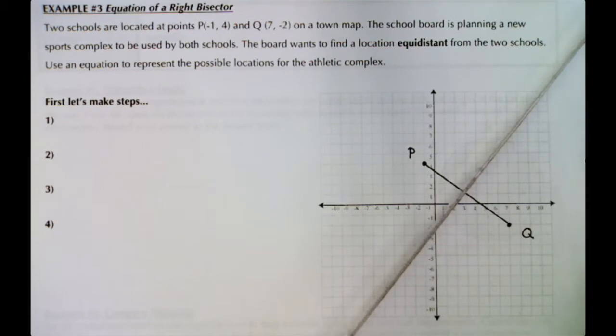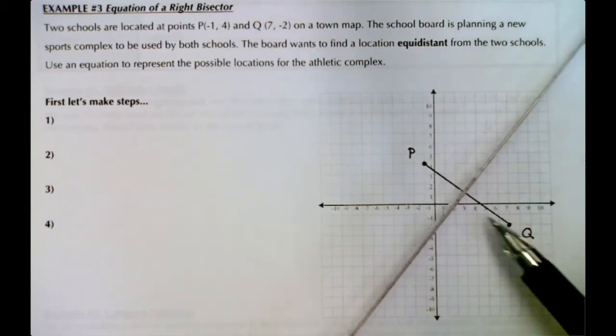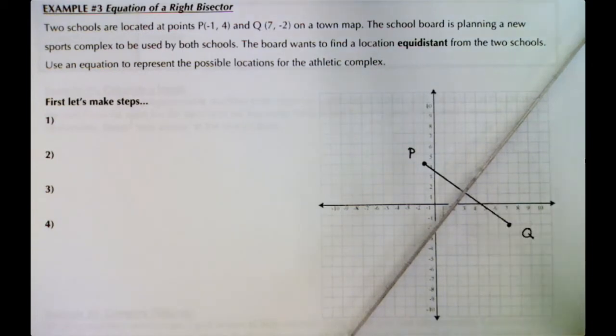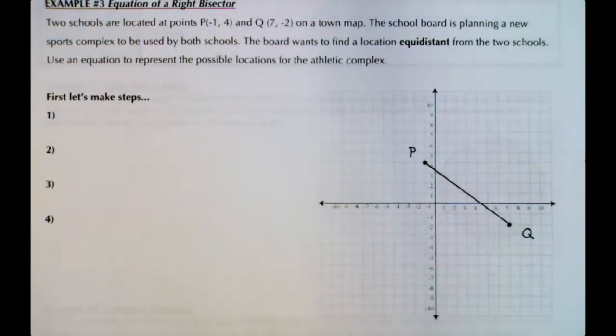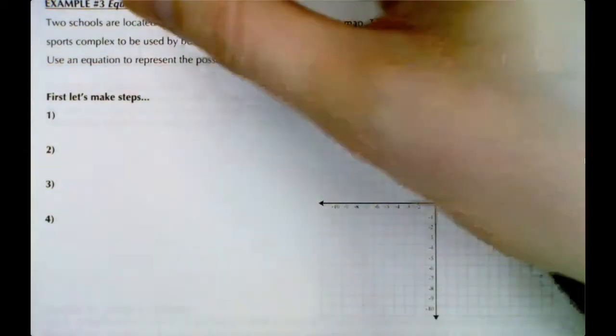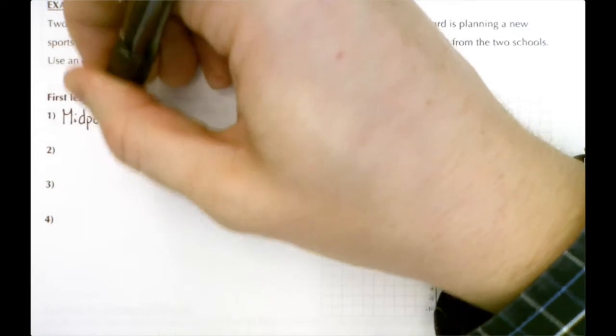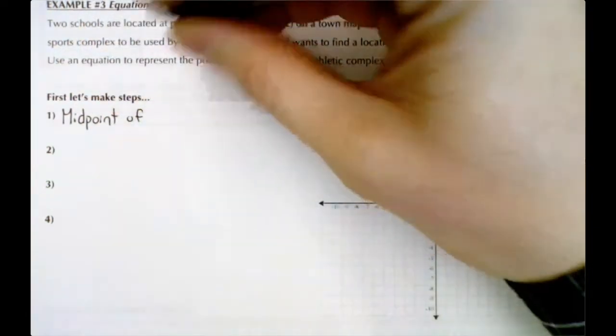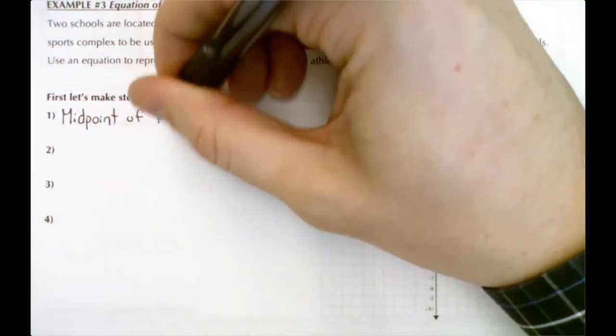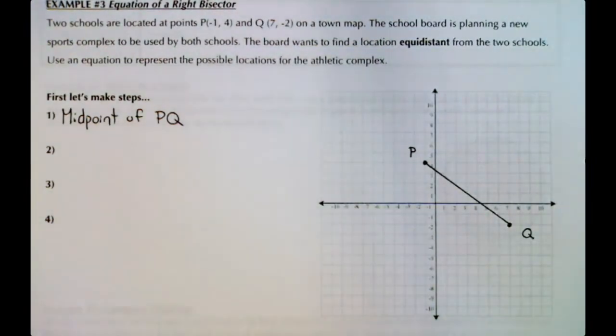So the line, the right bisector, is going to go through the midpoint of PQ, and it's going to go through it at a right angle. So we can use that knowledge to come up with some steps for how we might find the right bisector. First things first, though, we need to find the midpoint of PQ. So let's find that first, because then we can draw an appropriate right bisector.